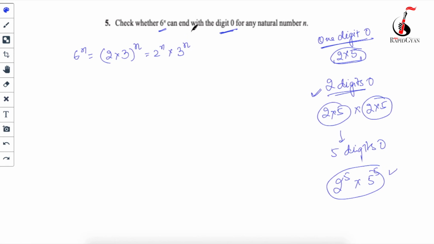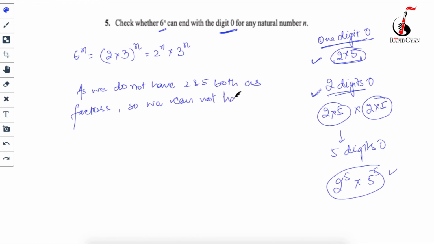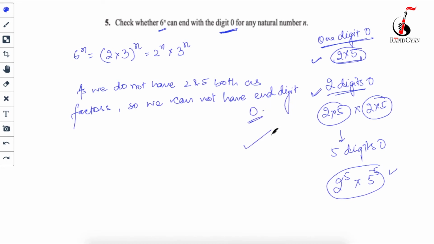Here you just have to find a single digit 0 at the end, so your prime factorization should have one pair of 2 and 5. Here I can clearly see that I'm getting 2, but I'm not getting 5. If I'm not getting 5, it means I will not get 0 at the end. So you will simply write: as we do not have 2 and 5 both as factors, we cannot have end digit 0. That's your answer. Let's go to the next question.